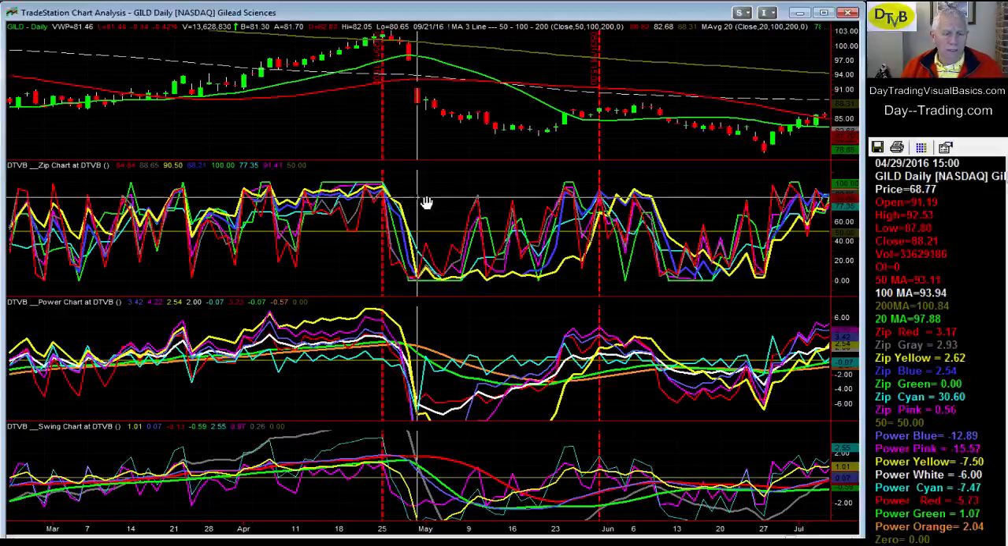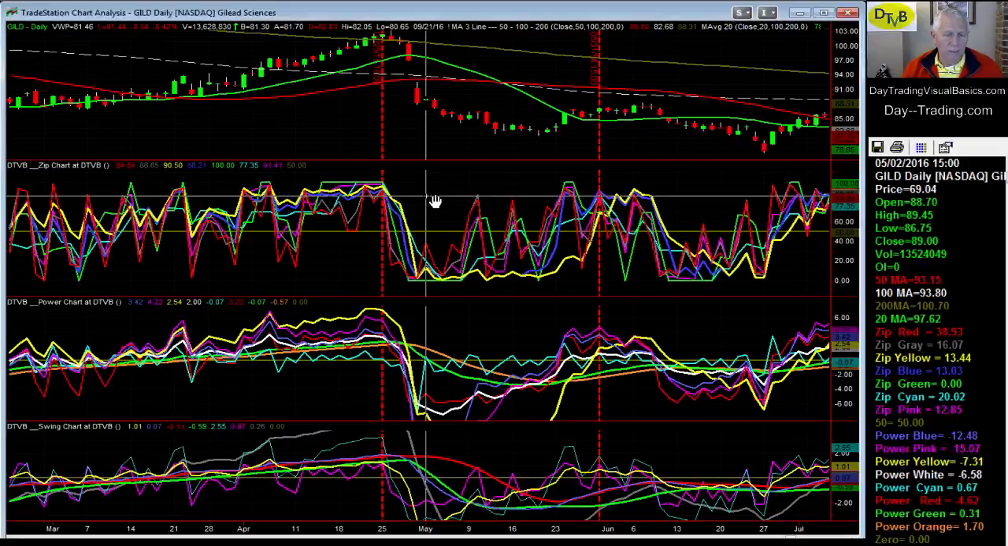So now we're in here, we would carry it through another day, and on this day we end up with Zip Cyan no longer highest. We got a red candle, and at some point we would see that and get out. And so that's when Zip Cyan is no longer highest, that's the indication that you get out.